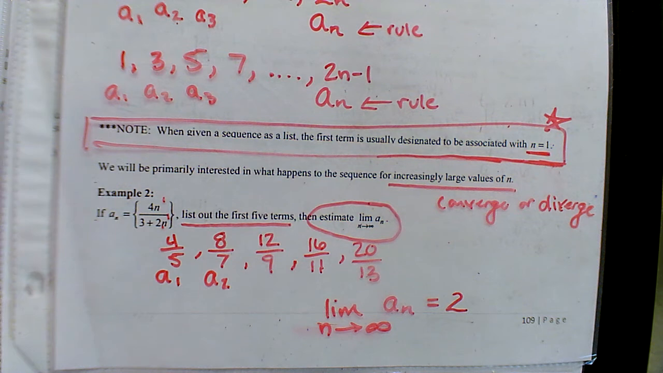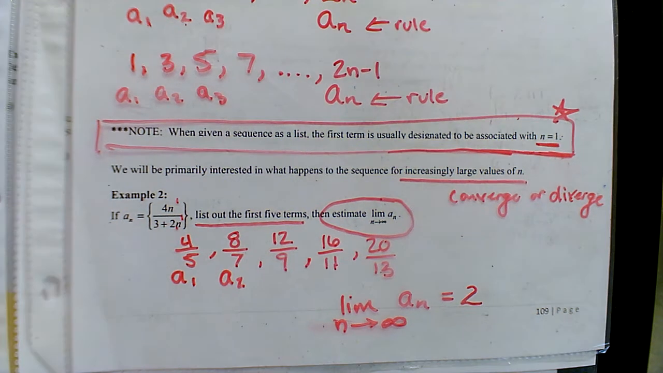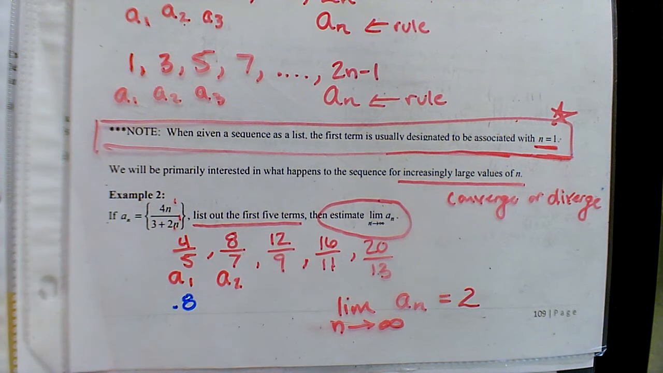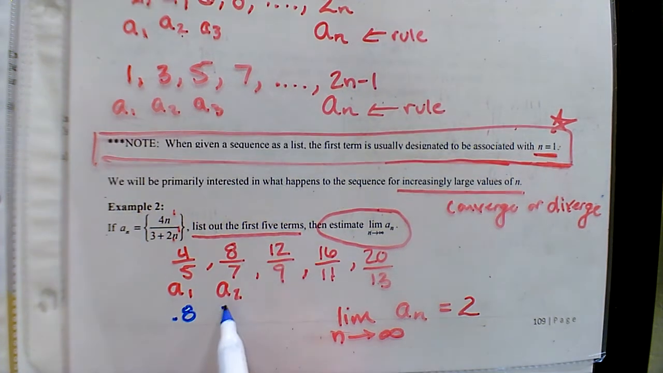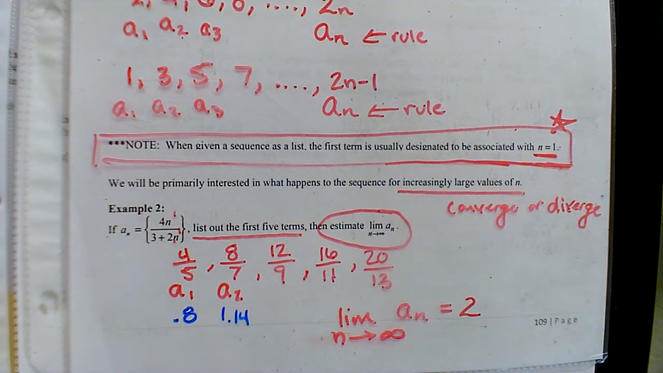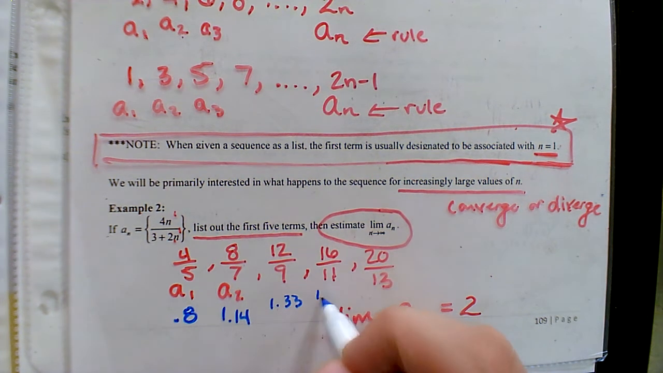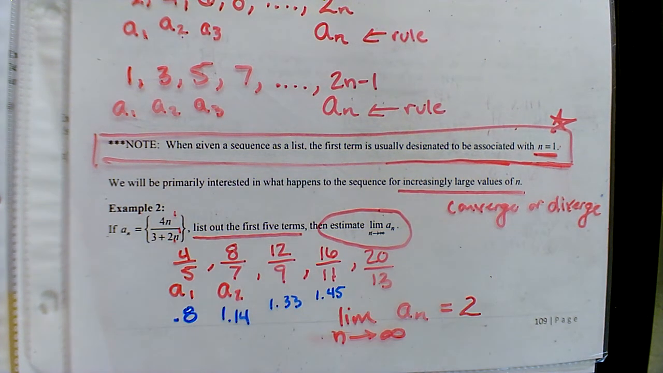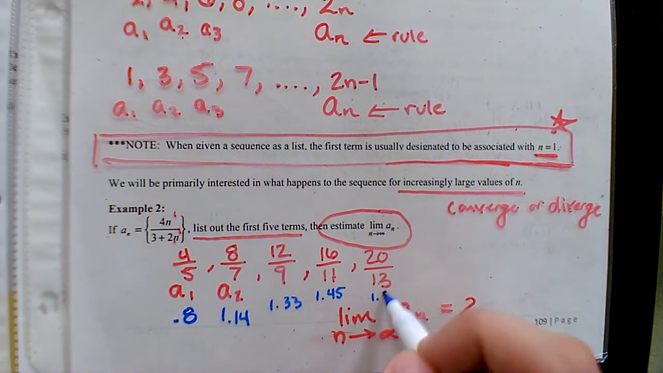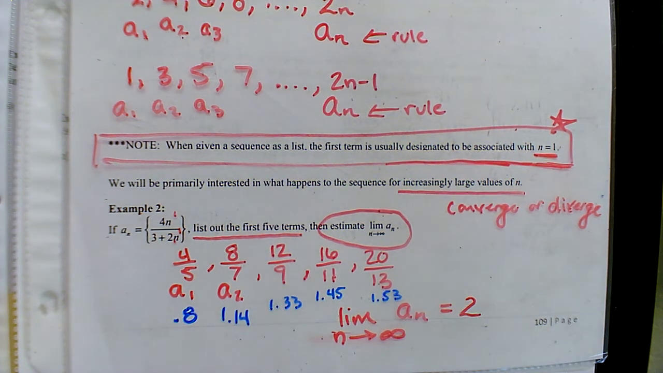All right, now if we actually check this out, this is why I wanted you to use a calculator so we can visually see this. If you did 4 over 5, isn't that 0.8, right? 8 over 7, 1.14, 12 over 9, 1.33, 16 over 11, 1.45, 20 over 13, 1.53.